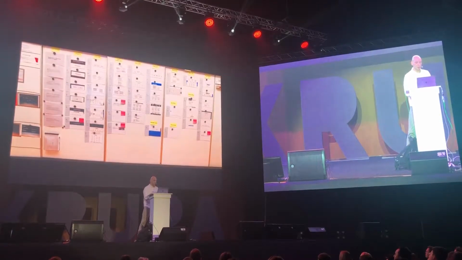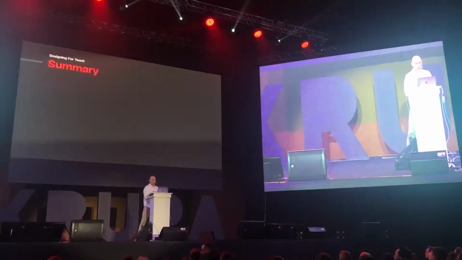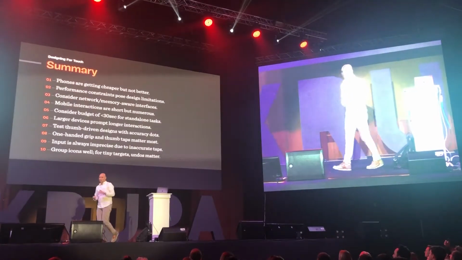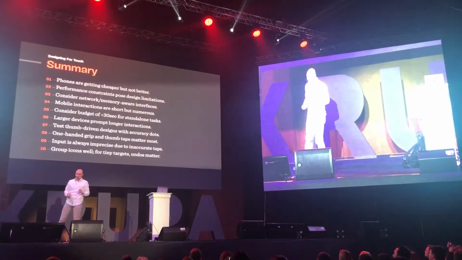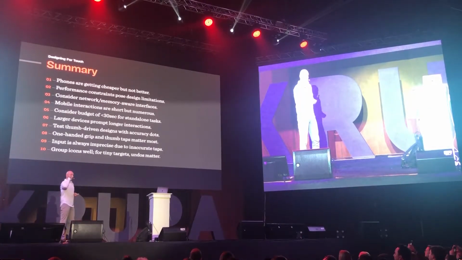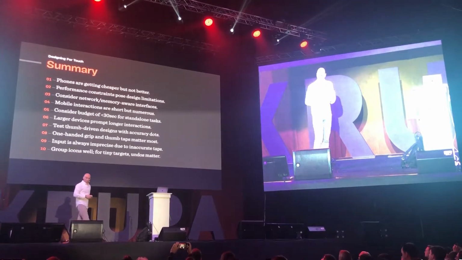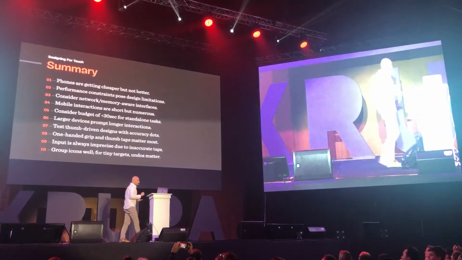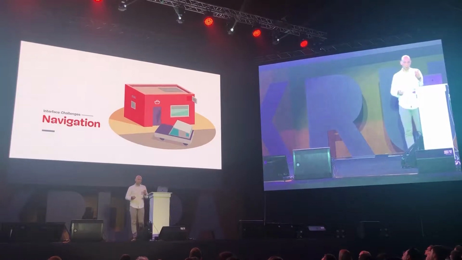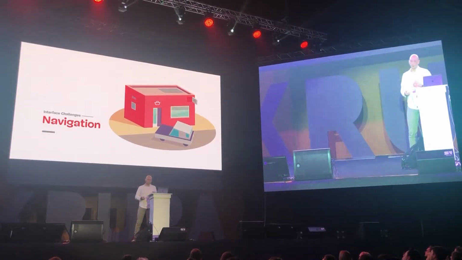Okay? So just to sum up here, essentially what it means is phones are getting cheaper, they're not getting better. Mobile interactions are very short but numerous. We know that many people use the index finger or the thumb, and we know that input is always imprecise. So when it comes to navigation, for example, we should make a really good judgment about what to do and what not to do.